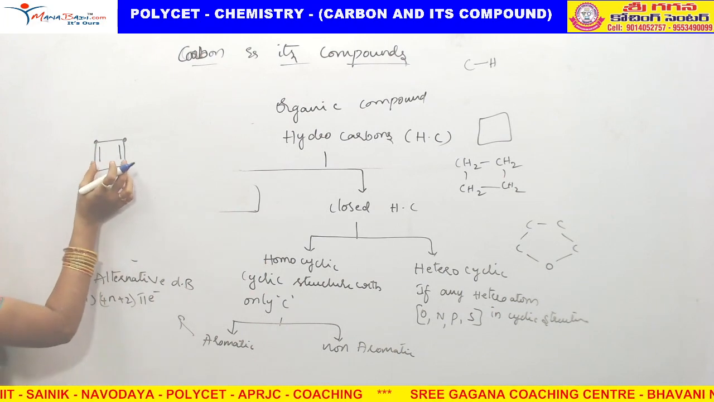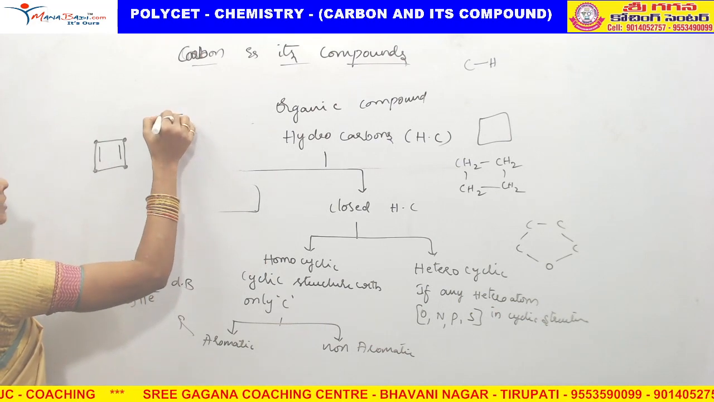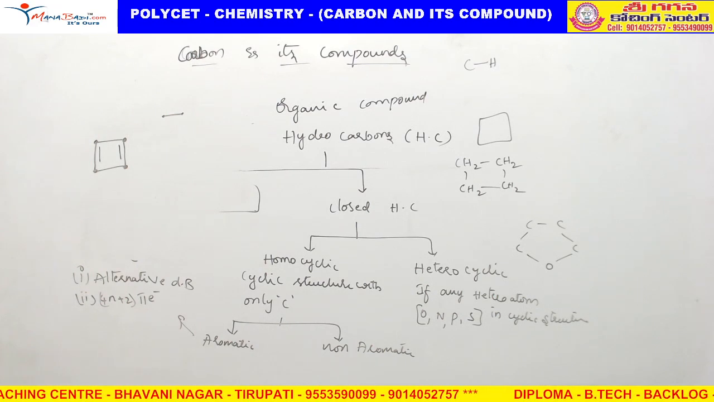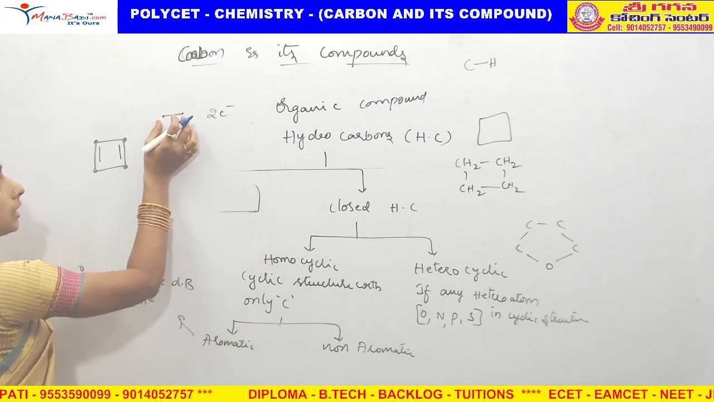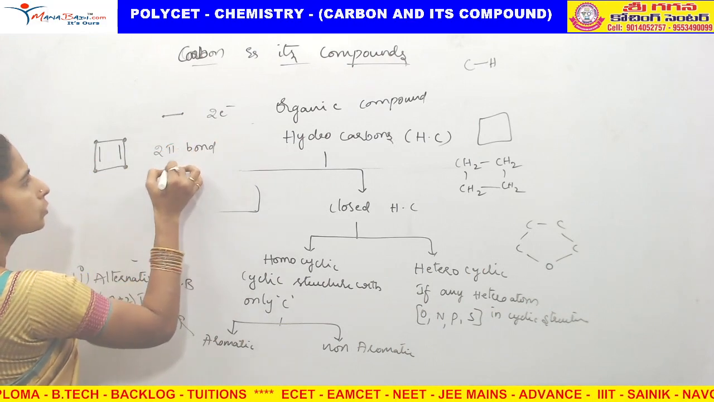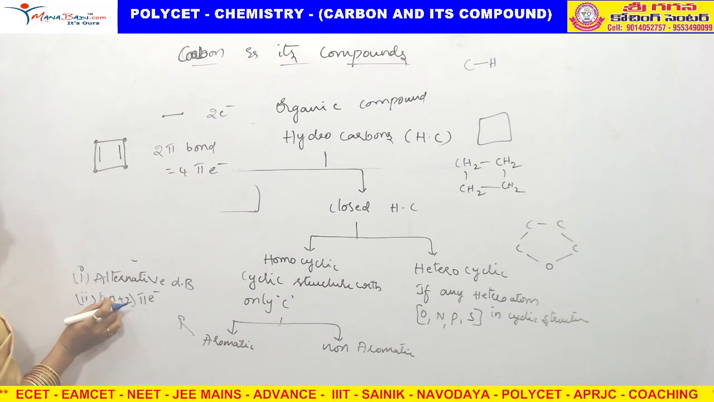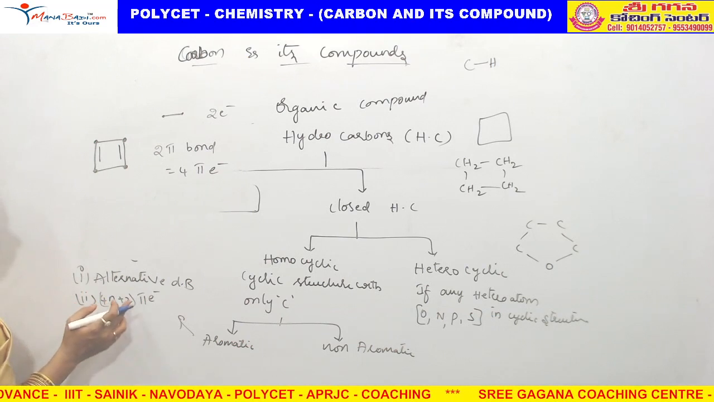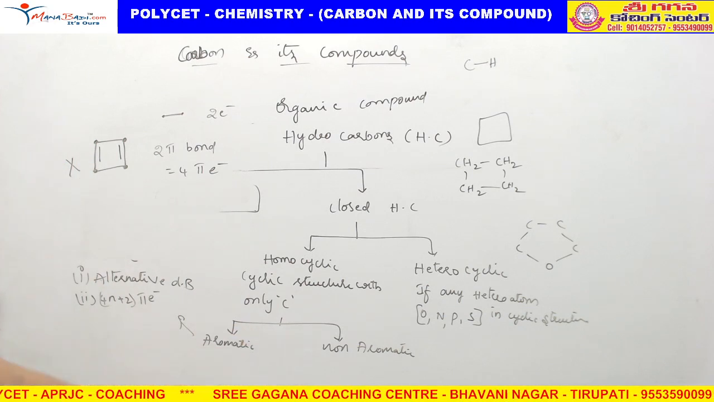Alternate positions. How many pi electrons are there? I already told you, a bond is nothing but a covalent bond. Organic compounds contain covalent bonds only. So a bond means 2 electrons. For each bond 2 electrons, so 2 pi bonds equal 4 pi electrons. Is it satisfied in this formula? If you take n equal to 1, 6 electrons should be there. If you take n equal to 0, 2 electrons should be there. But with 4 pi electrons, it is not aromatic. It is a non-aromatic compound.